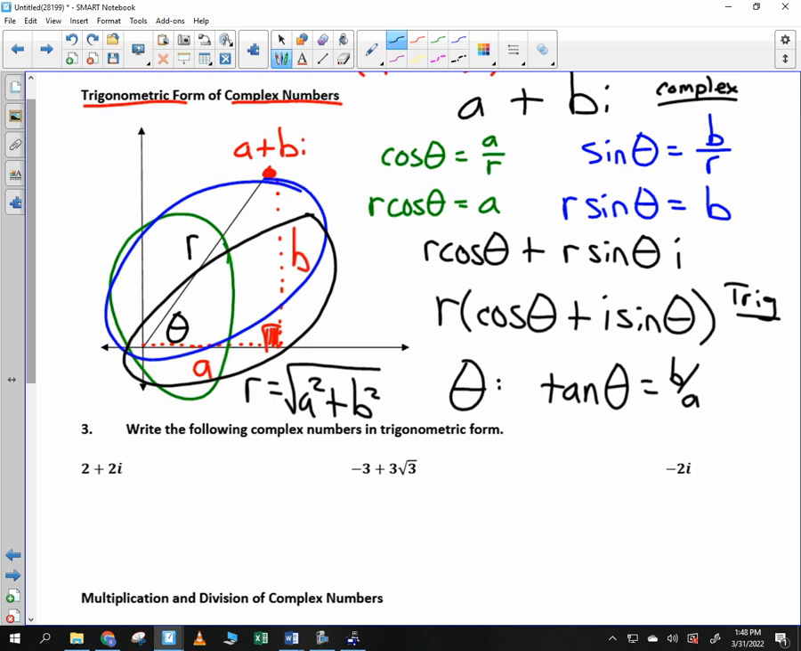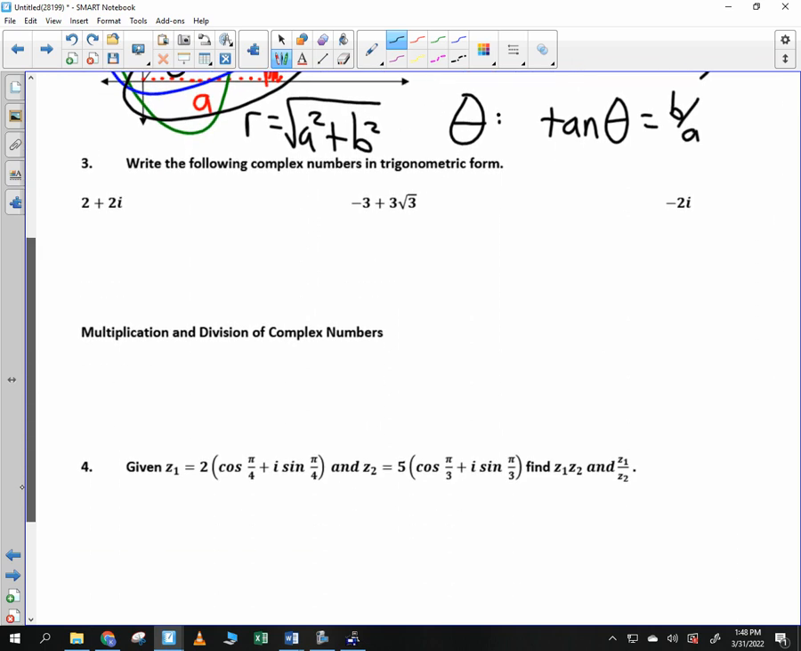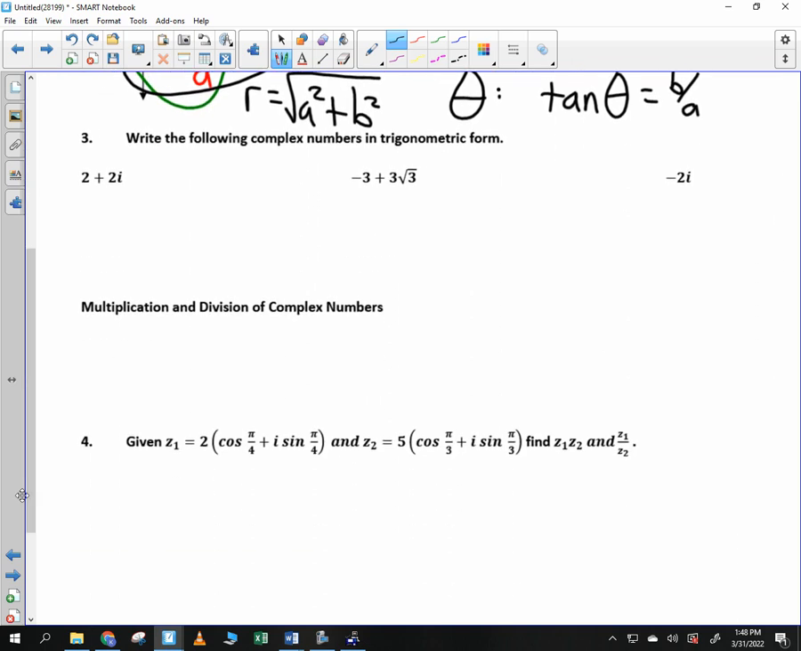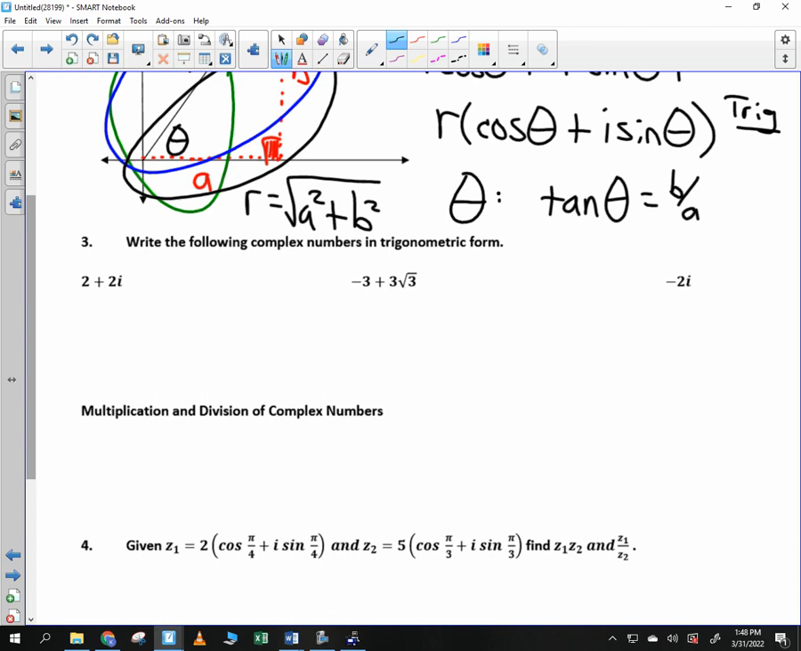We good? Okay. If we can't do these three, then we're going to struggle the next 2 days. So let's make sure we get it, and we're good to go. These are complex numbers. They need to be moved from this form into this form. I have to determine 2 things. What 2 things do I determine? R and theta.